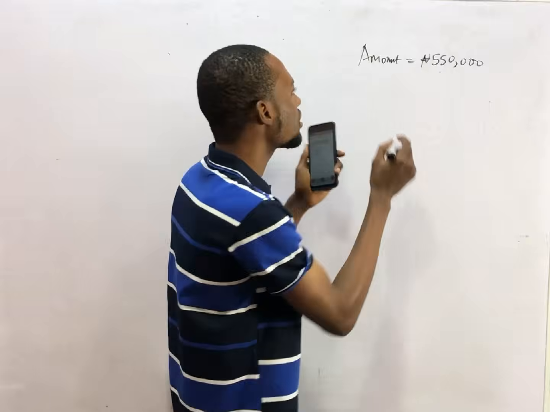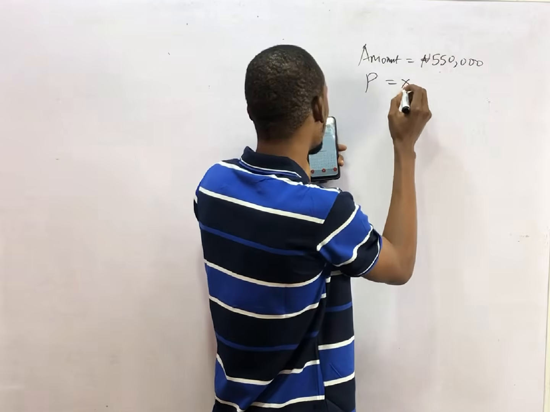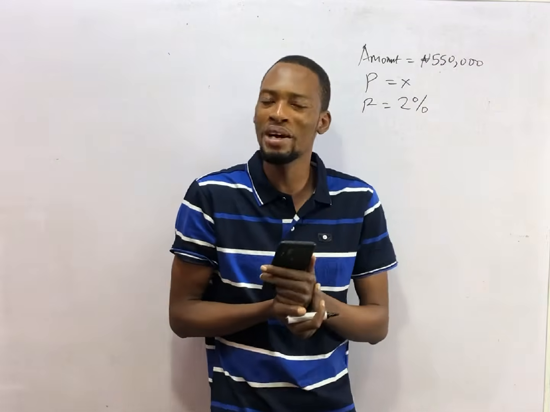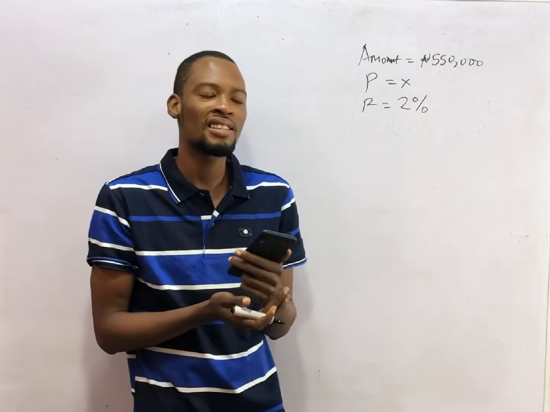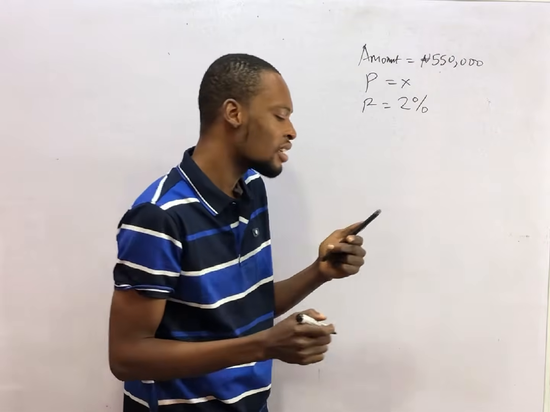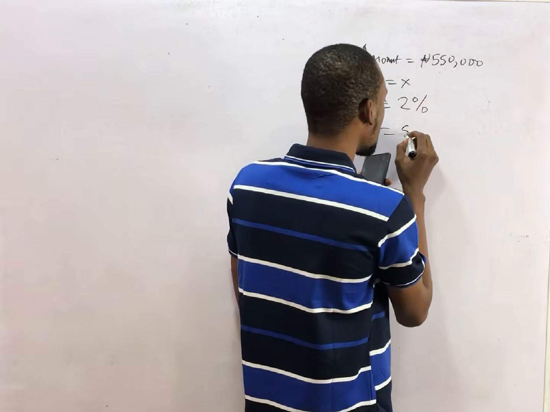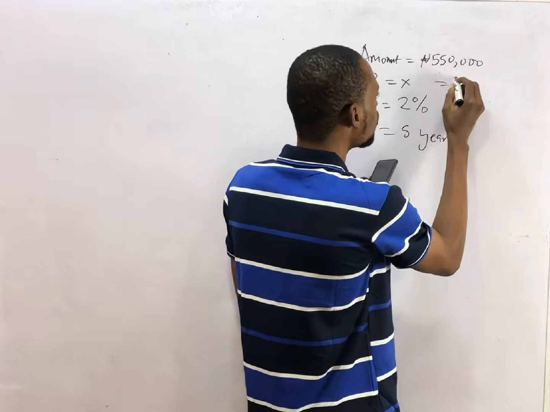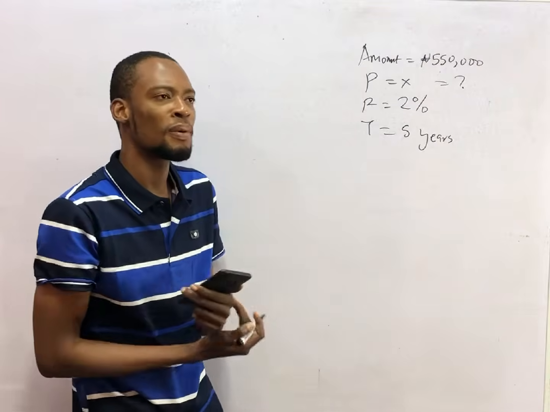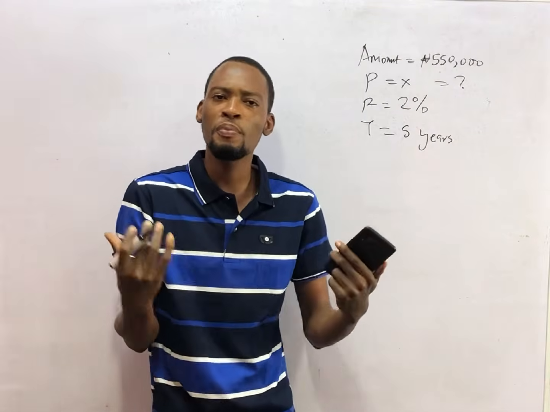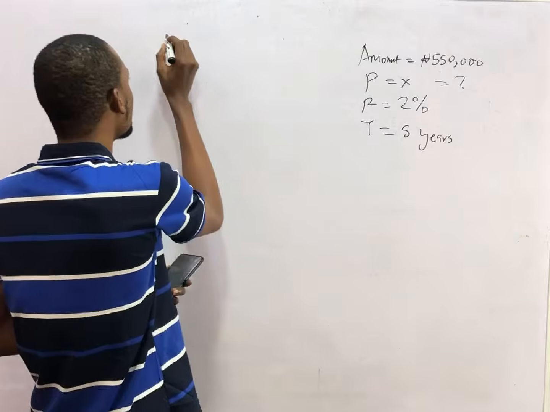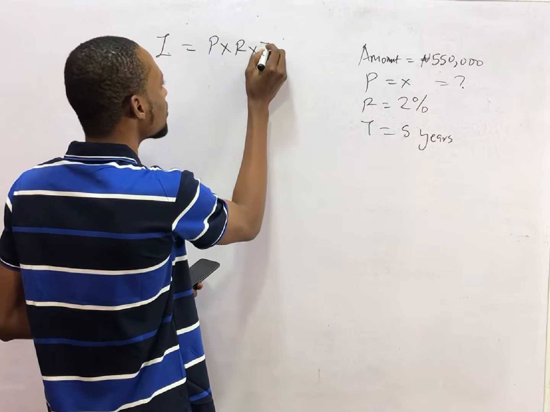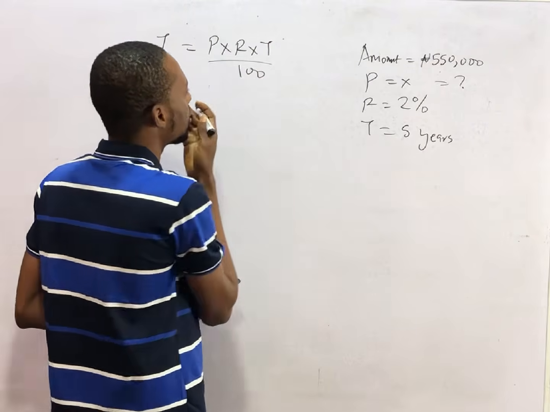Amount, 550 thousand naira. Principal P is S, rate is 2%. In simple interest or compound interest, when you are given percent, there is high chance that it speaks about rate, and time is 5 years. We are told to find the value of S, which means find the principal. From the simple interest formula, we know that simple interest is equal to principal times rate times time over 100.